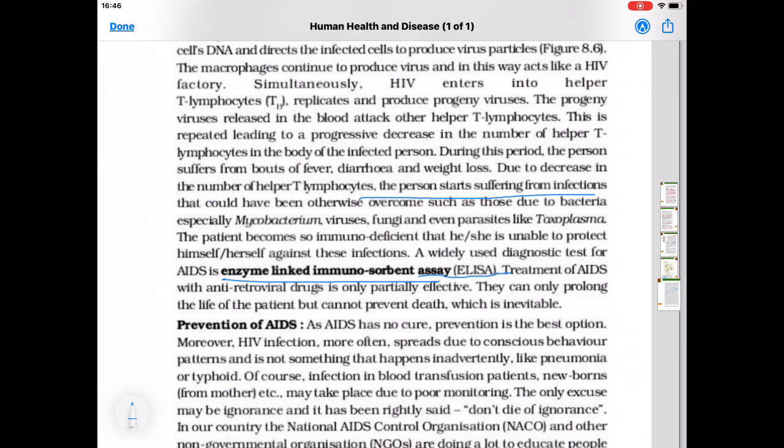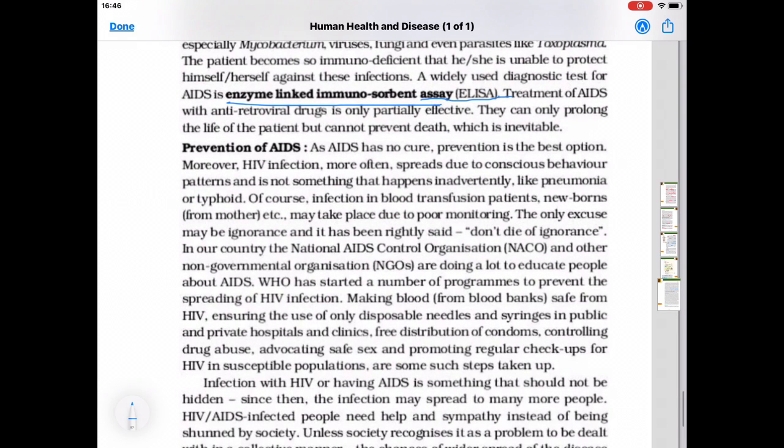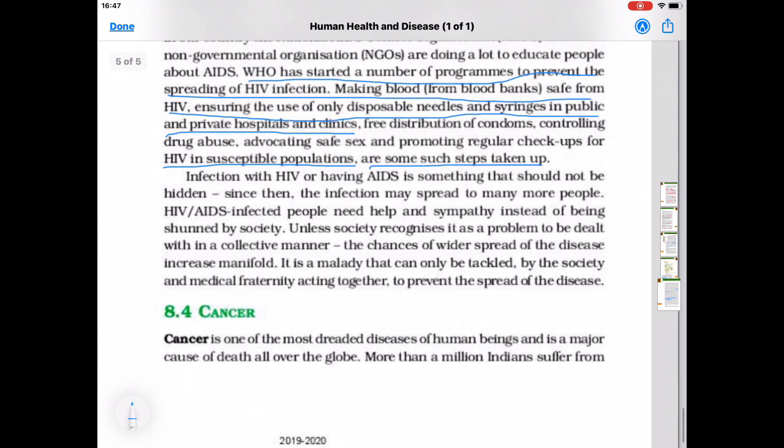Now, prevention of AIDS. As AIDS has no cure, prevention is the best option. WHO has started a number of programs to prevent the spread of HIV infection: making blood safe from HIV, ensuring the use of only disposable needles and syringes in public and private hospitals and clinics, free distribution of condoms, controlling drug abuse, advocating safe sex, and promoting regular checkups for HIV in susceptible populations are some such steps taken up. So, it is a malady that can only be tackled by society and the medical fraternity acting together to prevent the spread of the disease.